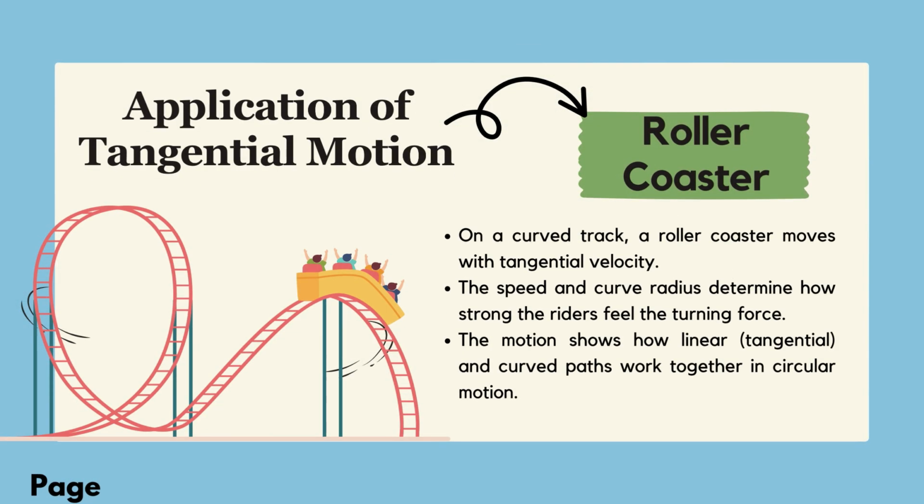Finally, the roller coaster, an awesome example of tangential motion. As it moves along a curved track, it has tangential velocity at every point. The speed and how tight the curve is decide how strong the turning force feels to the riders. This shows how linear and curved parts work together in circular motion.